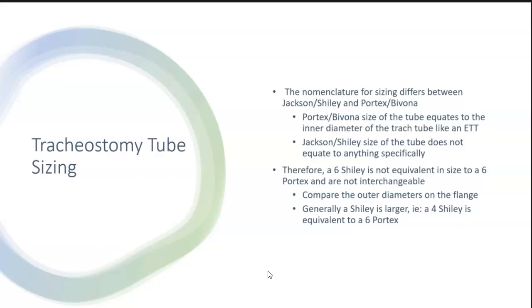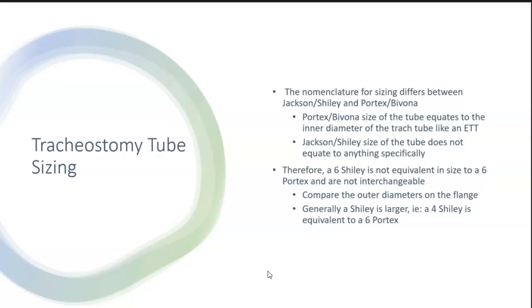So I showed you a bunch of different varieties of trachs a few weeks ago in lab, and it's just important to remember that the sizing of each of these varieties of trachs is going to be different. So Jackson, Shiley, Portex, Bivona, all of those sizings don't match up with each other. Portex and Bivona sizes of the trach are equal to the inner diameter of the trach tube, just like on an ET tube.